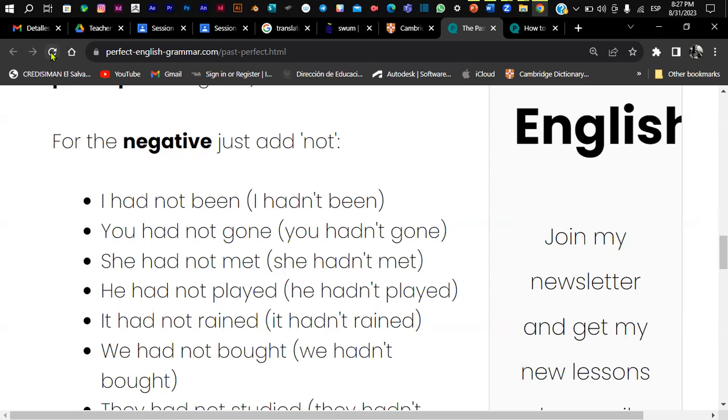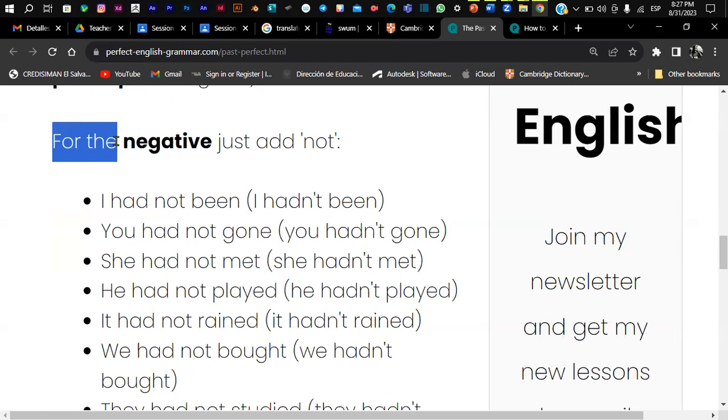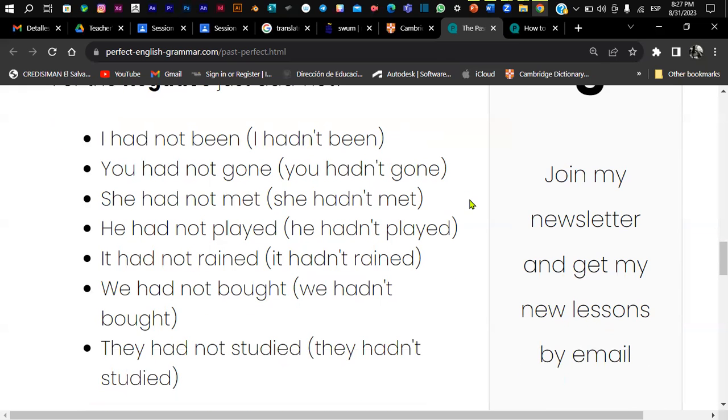Okay, what happens for the negative? Please, help me. Hey, teacher, for the negative, just add not, with the contraction too? Yeah, okay, with examples. I have not been. You have not gone. You haven't gone.